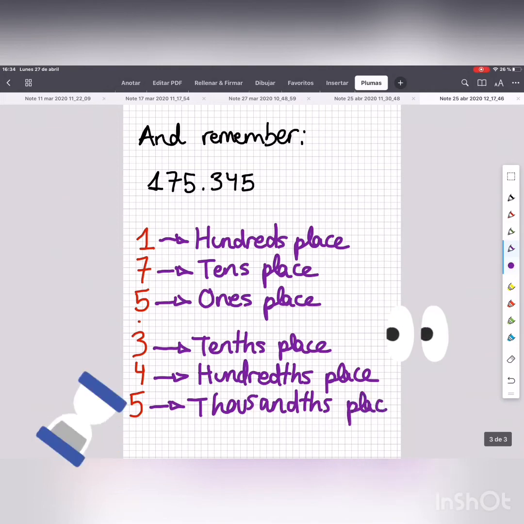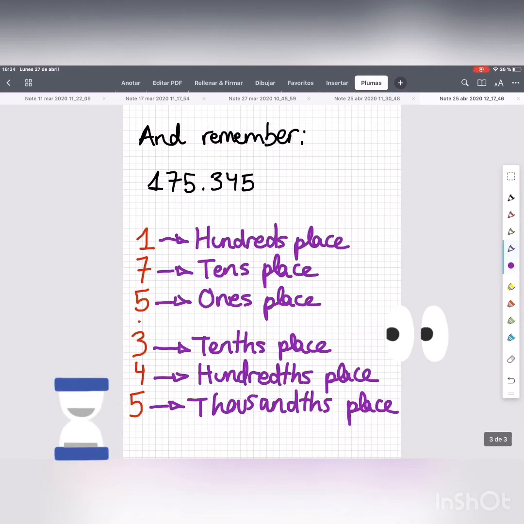Also, we have to know that this number can be named in 2 forms. The first one will be 175.345 or 175 and 345 thousandths. So, knowing all of this, we can start doing some examples.